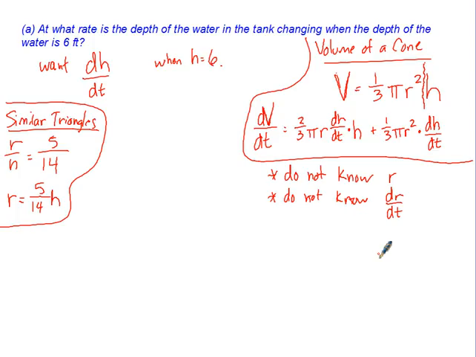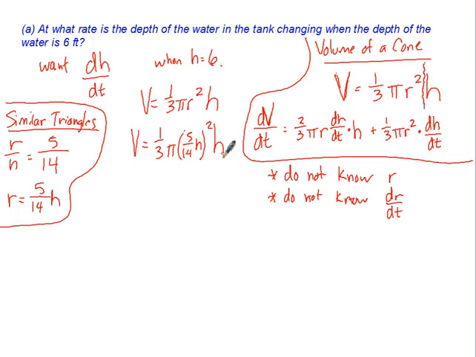How did I get my r to be 6? So if I use V equals 1/3 pi r squared h, this is what I'm going to do. I did this for a reason. Because look, if I replace r, V equals 1/3 pi times (5/14 h) squared times h. Guess what? There's no more r. So I don't need to know dr/dt because there's no more r. Does that make sense?